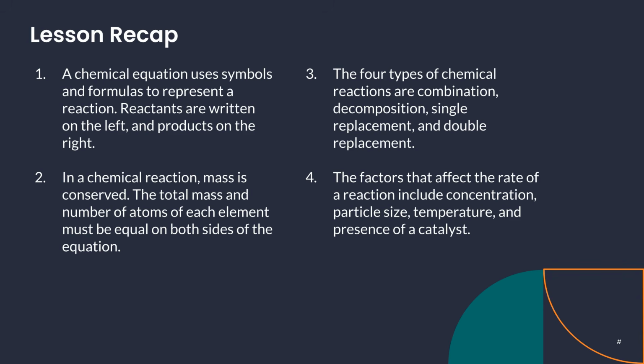Let us summarize the key ideas from the lesson. First, chemical equations use symbols and formulas to show reactions, with reactants on the left and products on the right. Second, chemical reactions follow the law of conservation of mass, meaning atoms are neither created nor destroyed. Third, reactions can be classified into 4 types: combination, decomposition, single replacement, and double replacement. Finally, reaction rate depends on factors such as concentration, particle size, temperature, and the presence of a catalyst. These ideas work together to explain how reactions happen and how fast they occur.